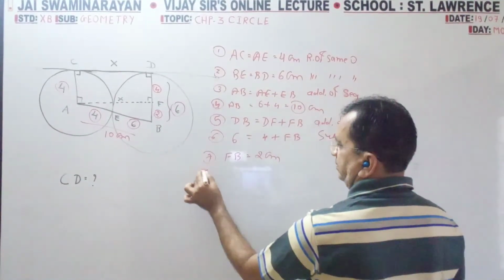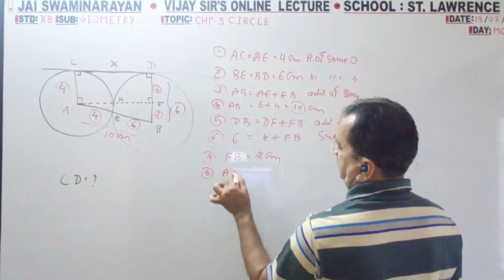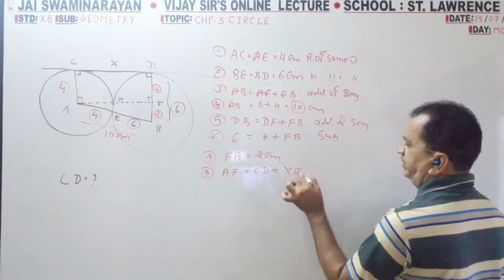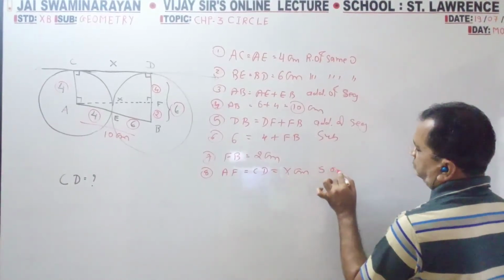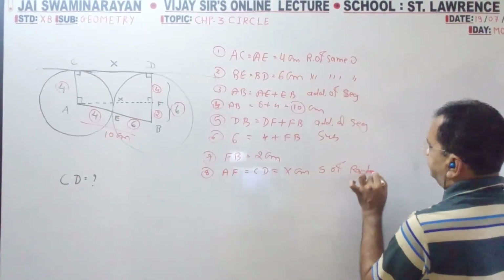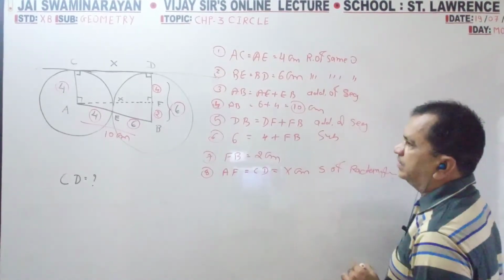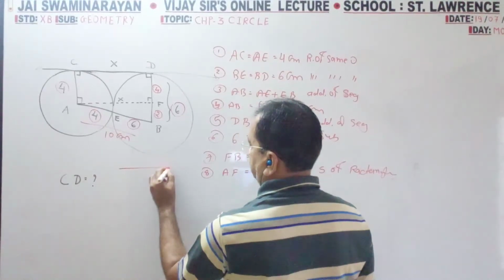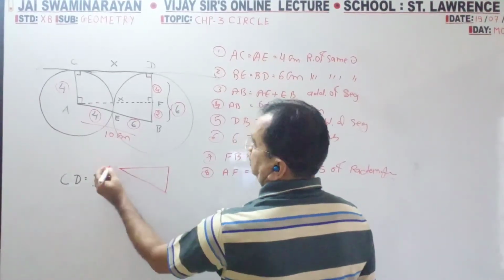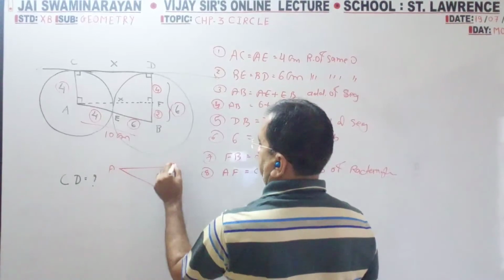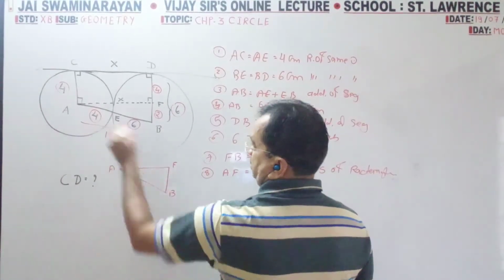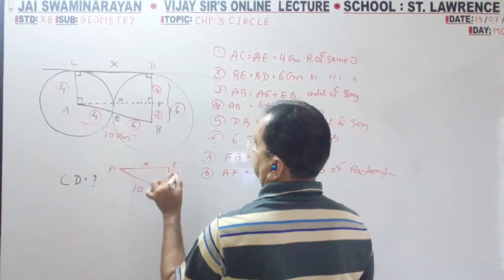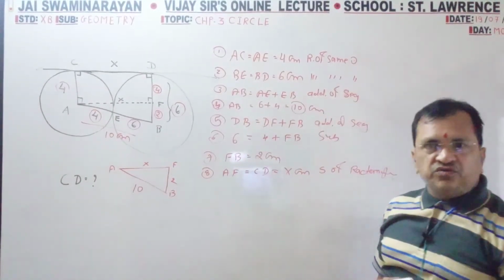Now 8. AF is equal to CD is equal to X centimeter, sides of rectangle. So this is X. Now I will draw this much. A, F, B. So AB is equal to given 10. This is X. This is 2.